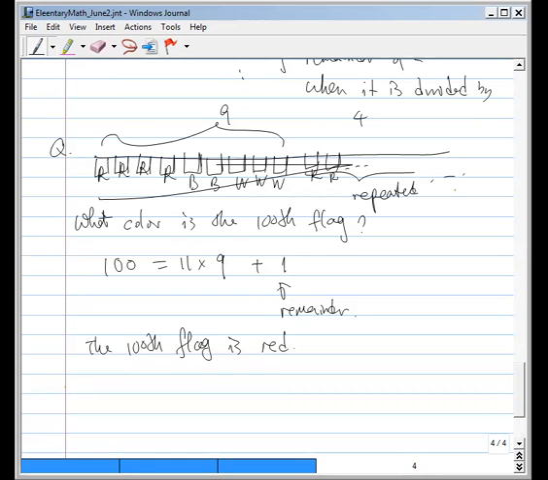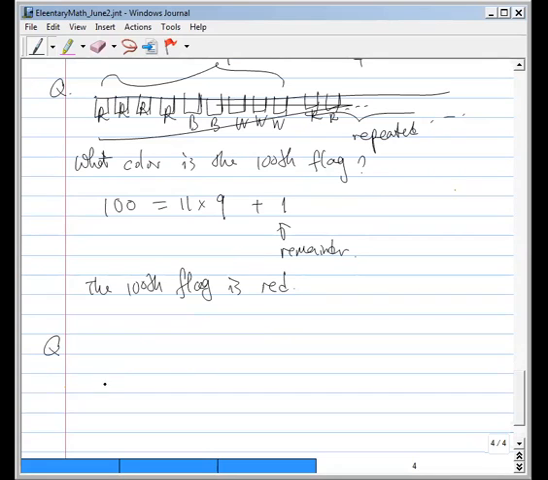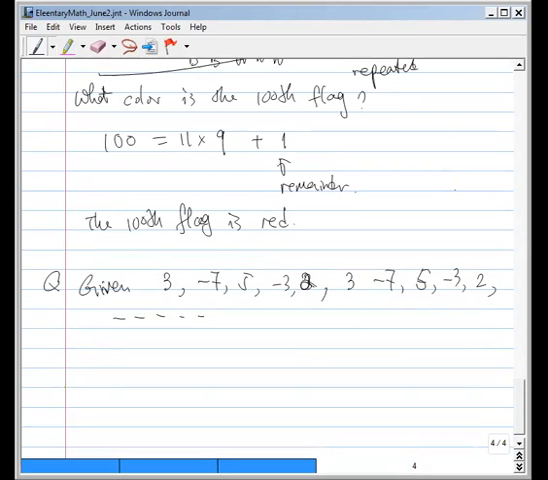Right, I'm going to ask you to do another problem. It's in the same category. Given a sequence, okay, 3, -7, 5, -3, and 2. Okay. So then repeat 3, -7, 5, -3, and 2, and keep going. Okay. So this is a long sequence of numbers.